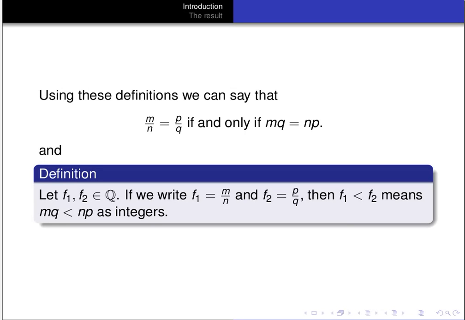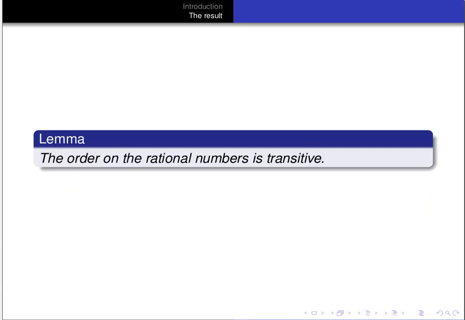Let's define again the order on the rationals. If we have two rational numbers f1 and f2, and we represent f1 as m over n and f2 as p over q, then f1 less than f2 means that m times q is less than n times p as integers. So that's how we define the ordering on the rationals in terms of the ordering on the integers. The result that we're going to prove is that the order on the rational numbers is transitive.